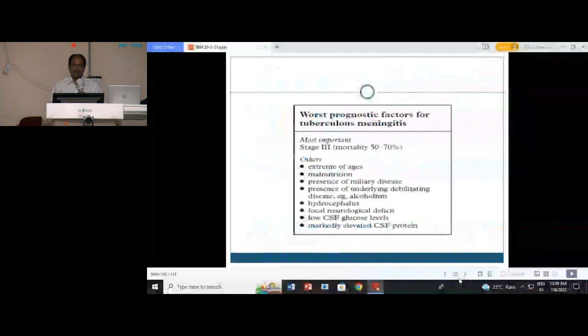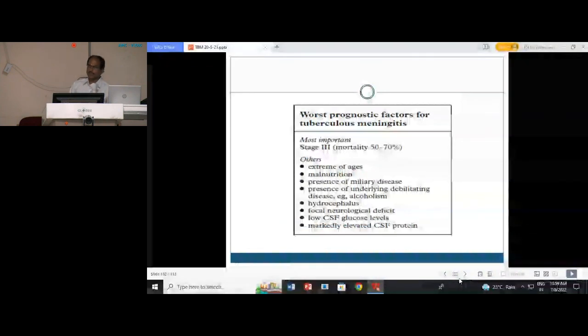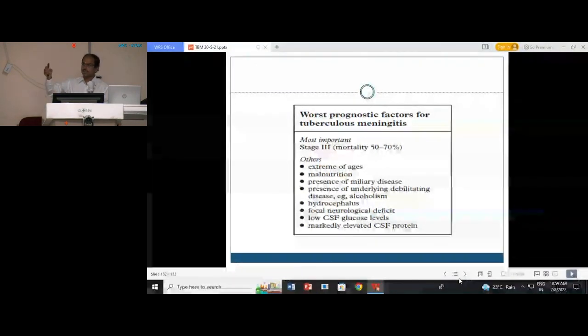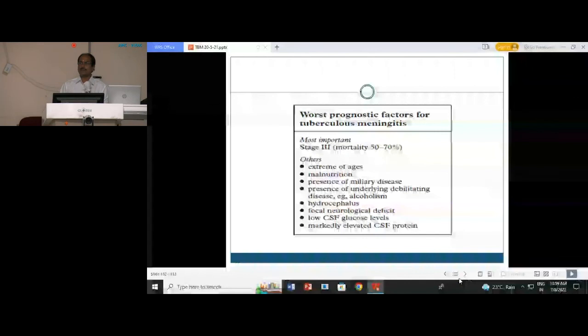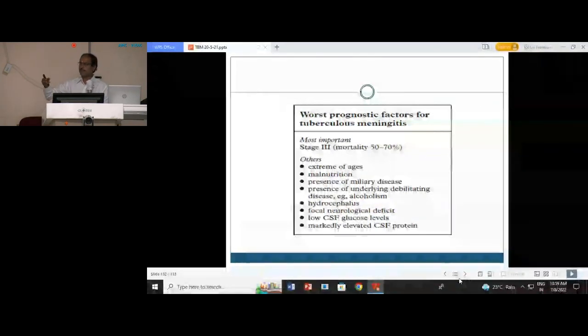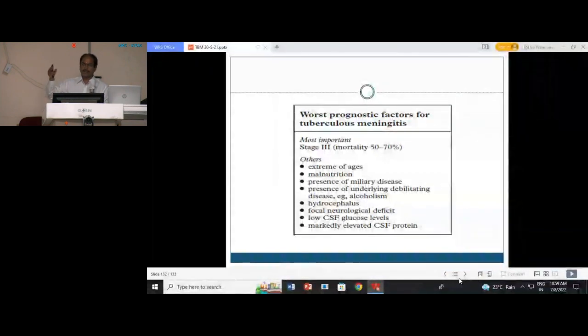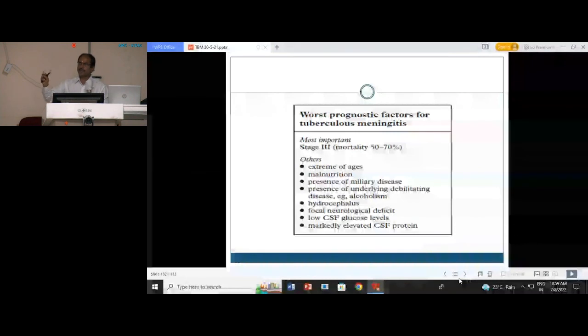Finally, the worst prognostic factors for tuberculous meningitis. What are they? Most important is stage 3. Stage 1 is non-specific, stage 2 has minor deficits and major involvement, stage 3 has major deficits like hemiparesis or multiple cranial nerve palsies, decerebrate or decorticate rigidity. Stage 3 mortality is more than 50%; 50 to 70% of patients will be lost. So the worst prognostic factor is stage. That's why you have to write the stage; you tell the prognosis in a better way.